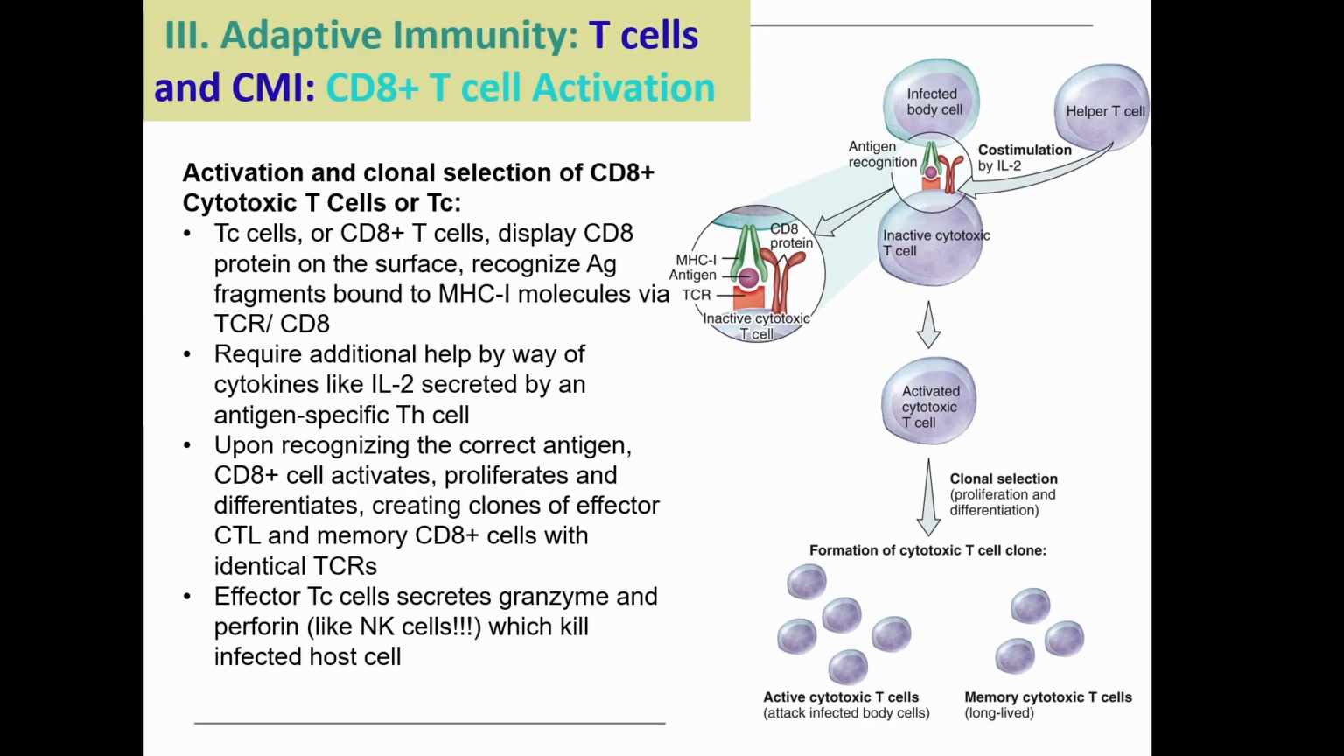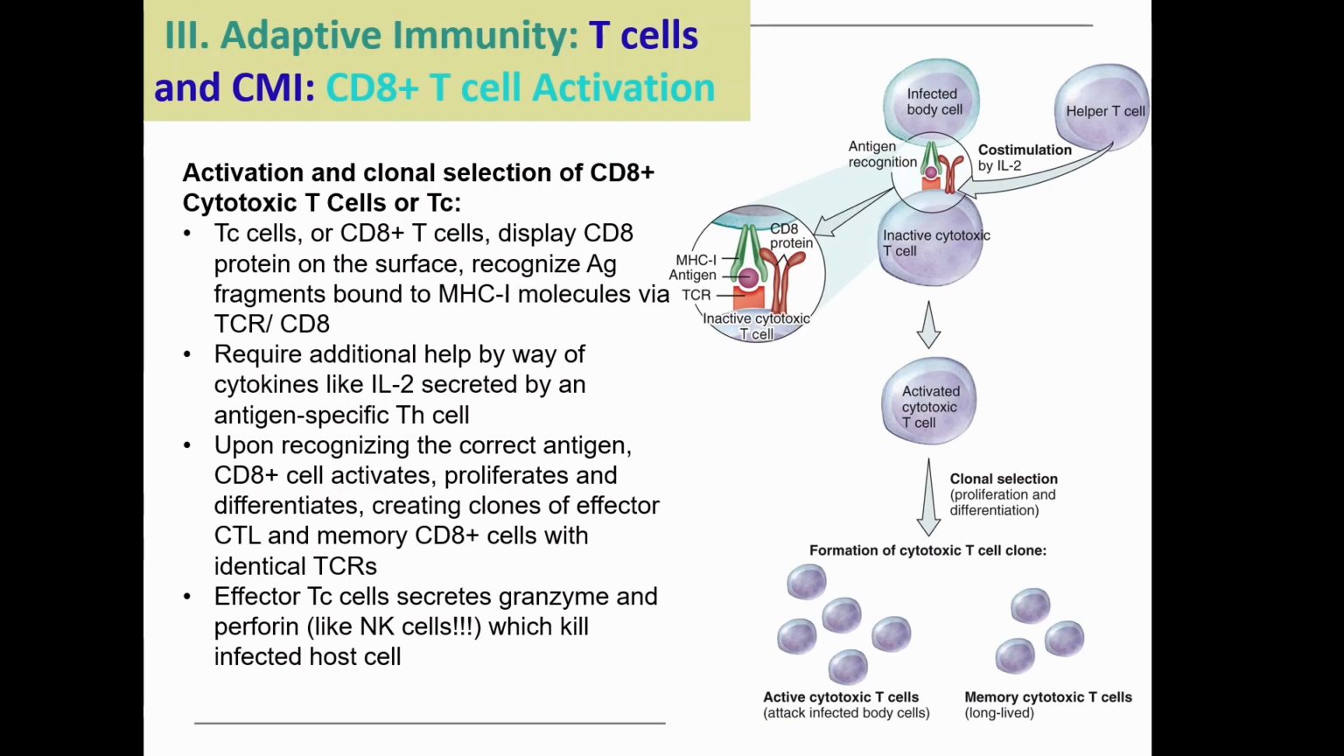When it comes to activating CD8 cells, they have the CD8 protein. They're going to recognize the antigen from MHC1. But recognizing that is not going to be enough. They also need some cytokines to help them, like interleukin-2, which is coming from the helper T cells. So they find the right antigen, they get activated, and we proliferate, same thing, right? We got to increase our numbers. Proliferate, differentiate, make effectors, and make memory cells. Again, they have the same receptor.